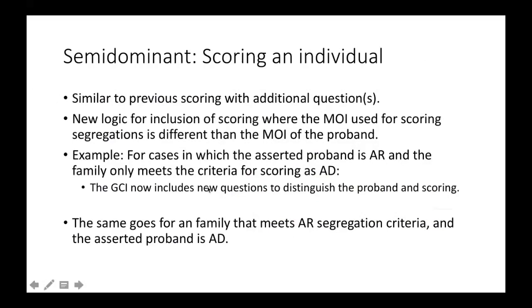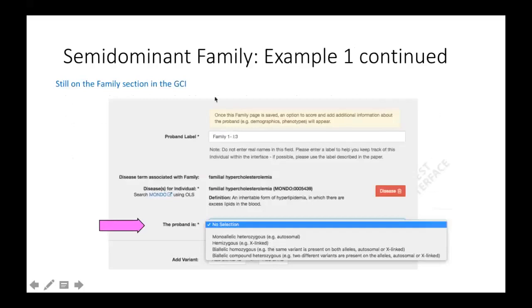And so the GCI now includes new questions to distinguish this as well as score. The same would go for the reverse, in which you have a proband that is autosomal dominant, but the family meets recessive. If we come down onto this family section, I want to note this is still the family section in the GCI, but where it asks for proband information, you can still copy over the information, but the new question is asking what the proband is. Now we can begin to distinguish that the proband may have a different mode of inheritance than the family.